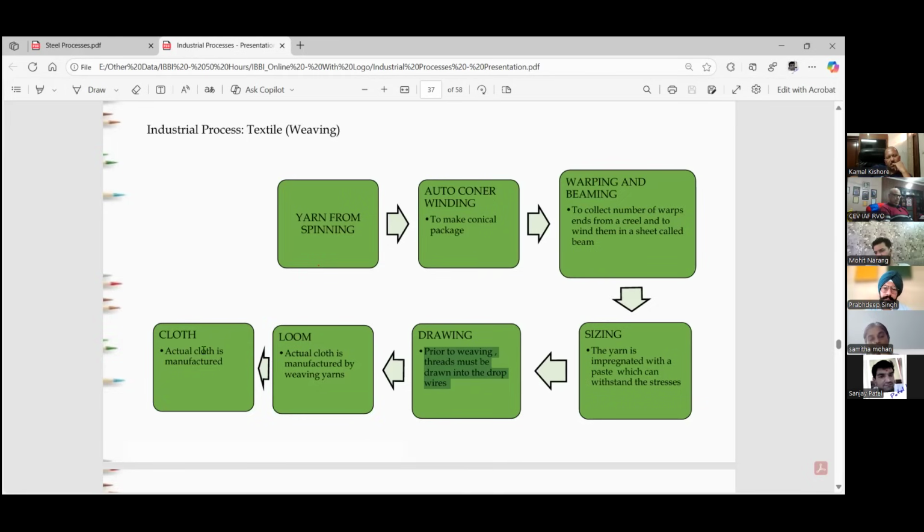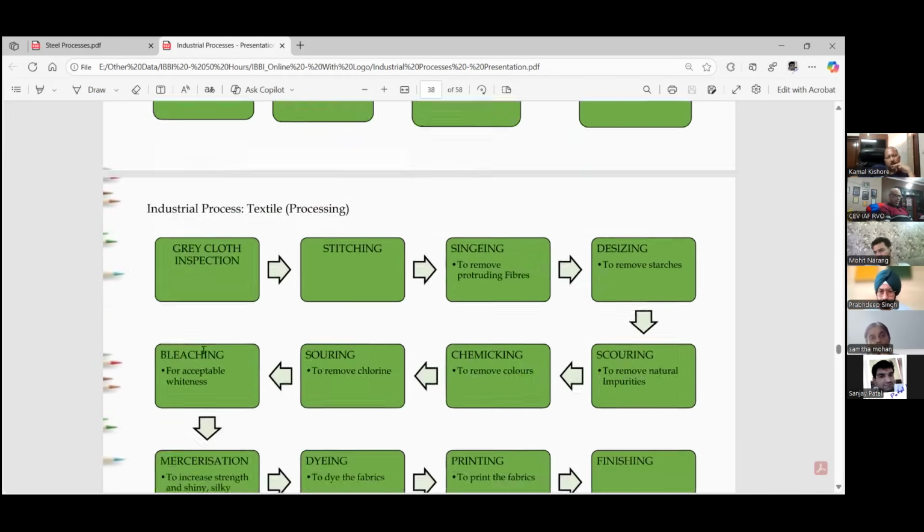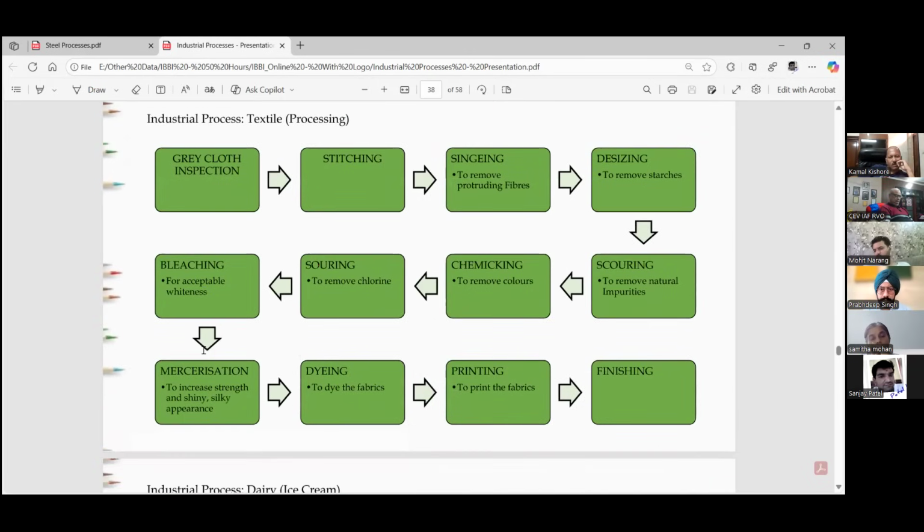Okay, then this gray fabric will go to the processing unit, where your कच्चा कापड़, gray fabric, will be converted into the fabric. Okay, so the first process is the singeing process. Whatever short fibers are over the fabric will be removed by the firing.